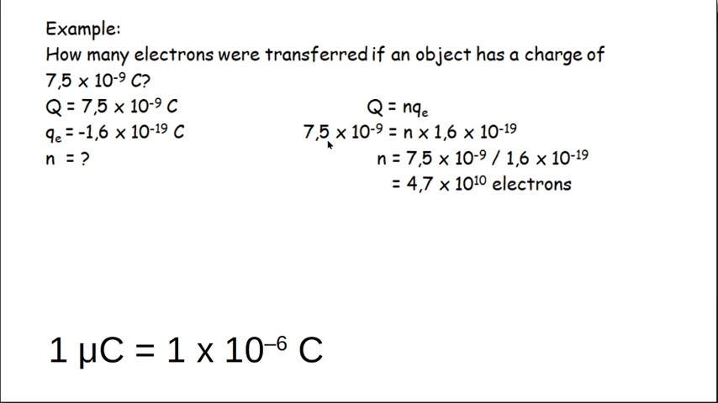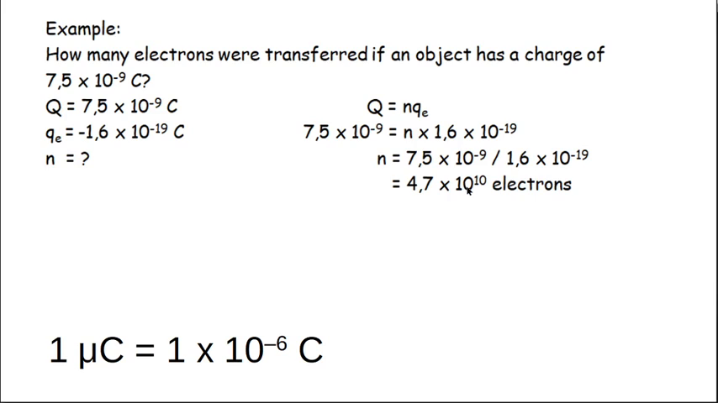We put Q in the formula. We put this from our data sheet in the formula. And then N is our unknown, and we perform algebra. To get N by itself, we must take this number and divide it on that side, or if you prefer, divide both sides by 1.6 times 10 to the minus 19. And here he ends up with a number 4.7 times 10 to the power of 10 electrons.